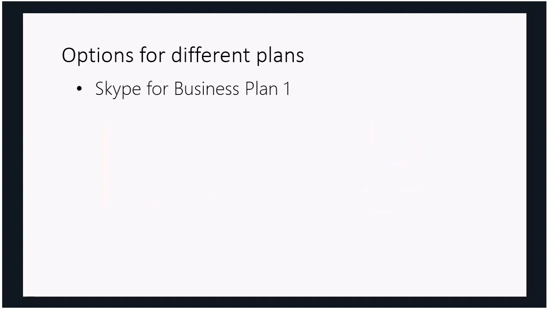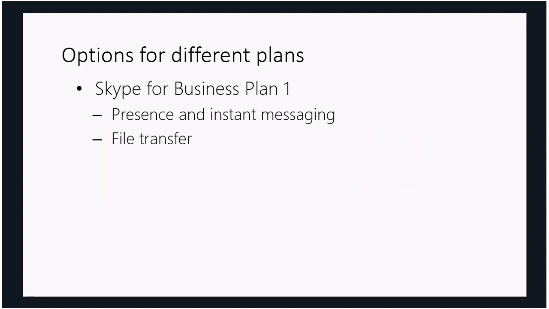The starting point for Skype for Business is Plan 1. Plan 1 gives you the basic presence and instant messaging. This means that you can see whether users at the other end are active on their machine. Those users can then set their status to be offline, away, busy, or do not disturb. It also supports file transfer. You may not be aware that you can drag and drop a file into a Skype chat window, and the other person will then be asked to accept that file, and it will be sent securely point to point via the Skype client. So again, Plan 1 does include that feature.